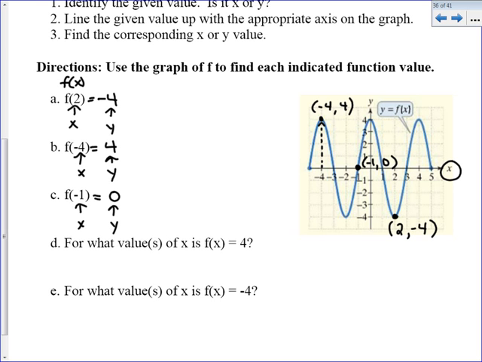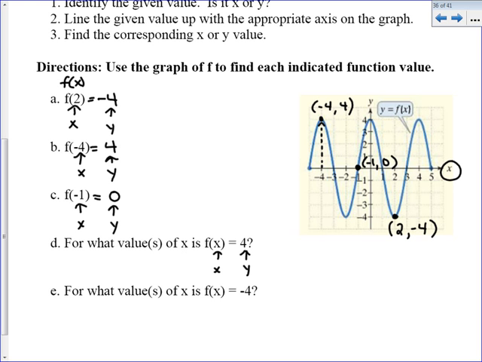Then for D, for what values of x is f of x equal to 4? So is the 4 now x or y? Y. Then now it's y. So notice it asks you for what values of x. We don't know x. For what values of x? If you have the number on the right side, it's still y. What we're looking for, what the question asks, is what values of x have a y value of 4.